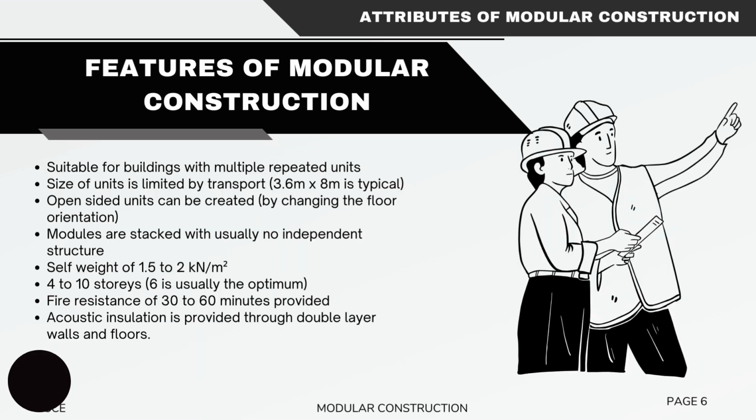Also, we have the features of modular construction, which are suitable for buildings with multiple repeated units. Size of unit is limited by transport; 3.6 by 8 meters is typical. Open-sided units can be created by changing the floor orientation. The modules are stacked with usually no independent structure. Self-weight of 1.5 to 2 kilonewton per meter squared. We have 4 to 10 stories, and 6 is usually the optimum. Fire resistance of 30 to 60 minutes is provided. Lastly, acoustic insulation is provided through double layer walls and floors.